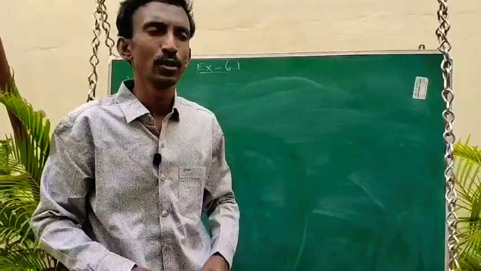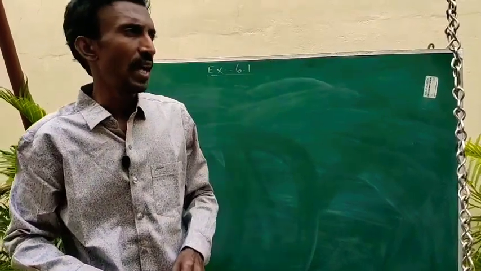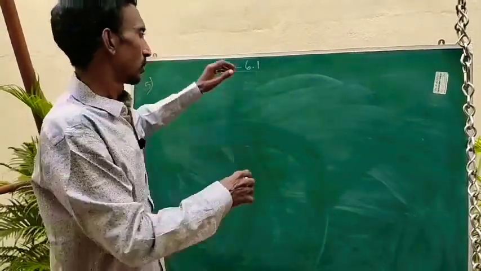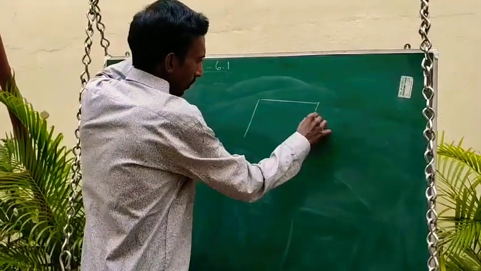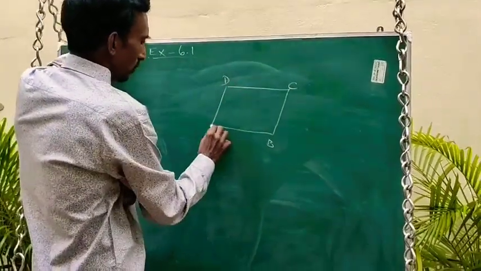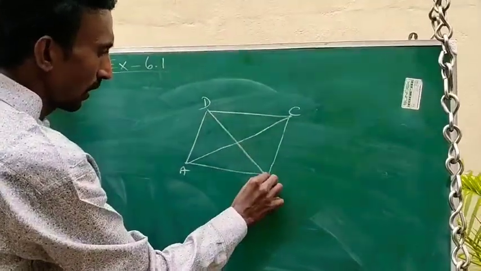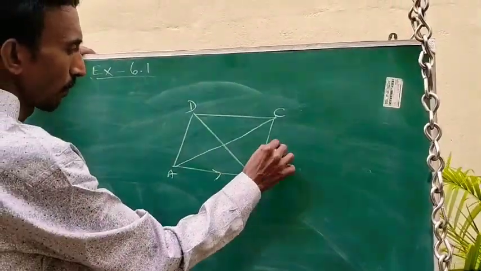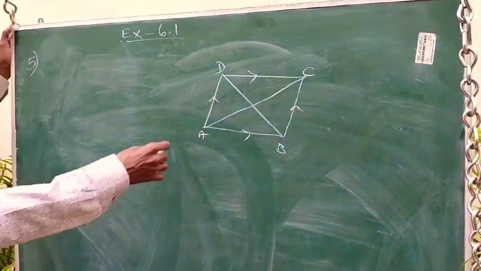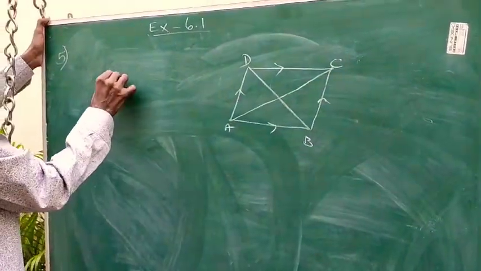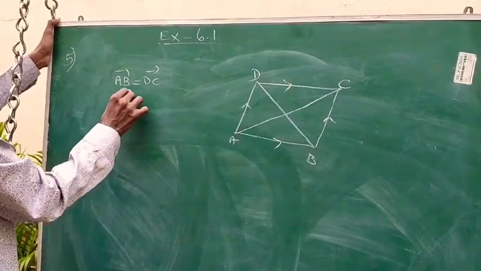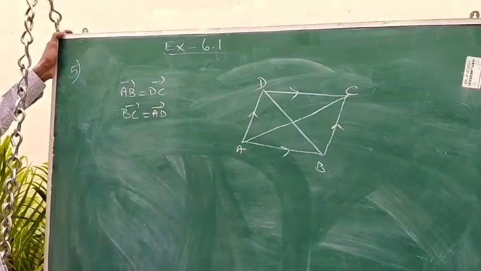Final one. Using vector method, prove that if the diagonals of a parallelogram are equal, then it is a rectangle. Okay. So take a parallelogram ABCD. So AC and BD are the diagonals. So mark down the directions. Okay. So here AB equals DC. Similarly, BC equals AD because opposite sides are equal in a parallelogram.